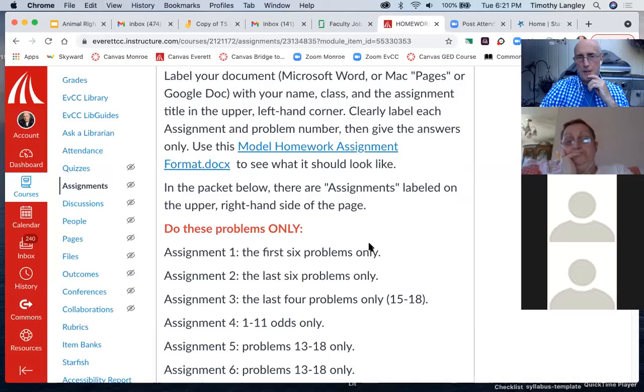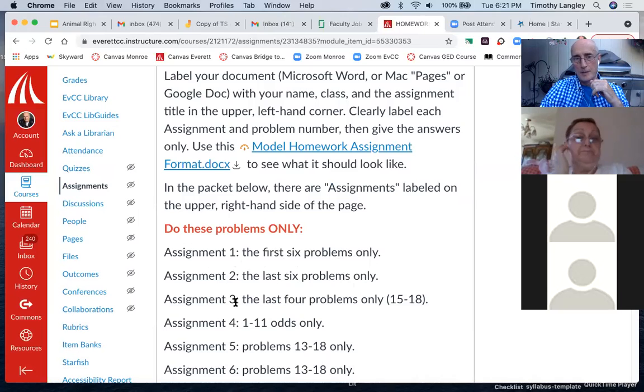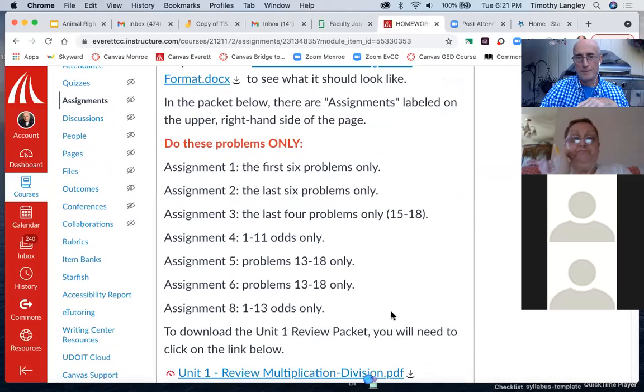Now, see how it says right here, do these problems only? So for your homework, you're going to do assignment 1, just the first 6 problems only. Assignment 2, the last 6 problems only. That's probably why the numbers went from 1, 2, 3, 4, 5, 6 to 13 something, okay? So it'll tell you the name of the assignment, which you will put on your document, and then which problems you're going to do. So they're all right there, okay?